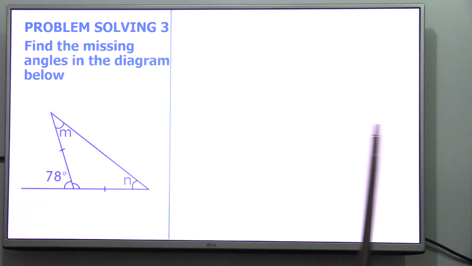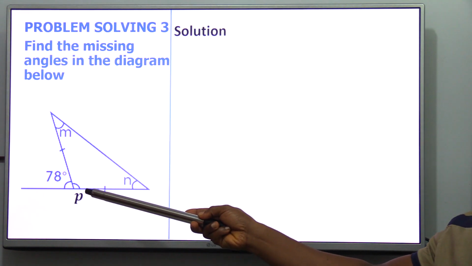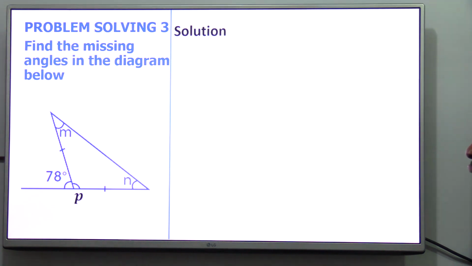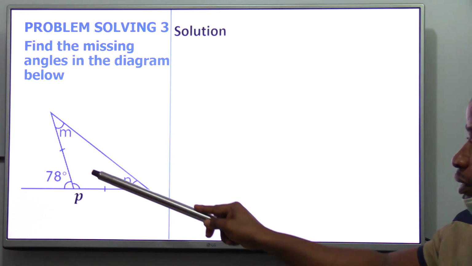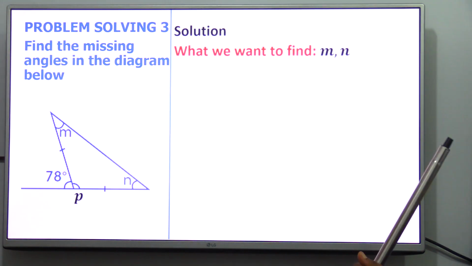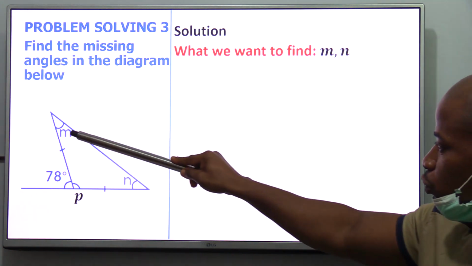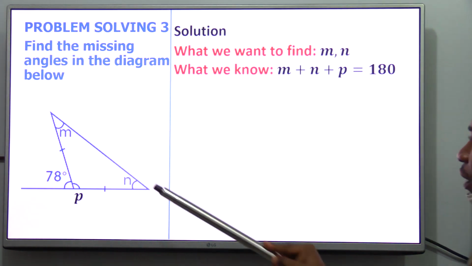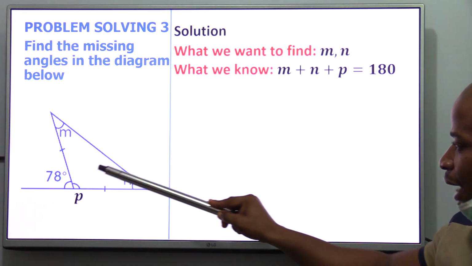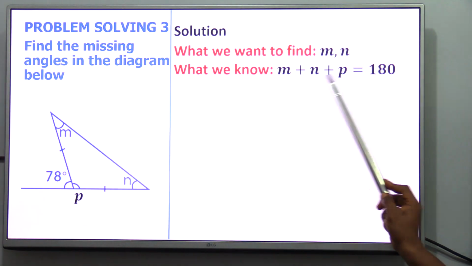So let's go. Solution. What I want to do is that I want to name this angle. I'll just give it a name by myself. I'll call it angle P. Now that represents the third angle in the triangle. Now what can I see? What can I observe from here? I want to find M and N, these two angles. But what do I know? I know that if I add M, N, and this angle that I have called P, if I add them together, all of them must give me 180.